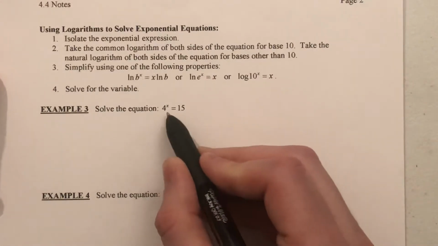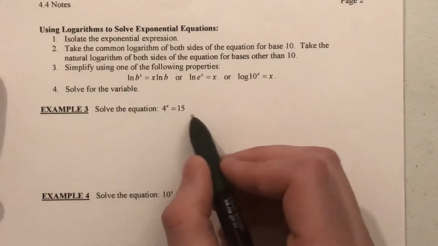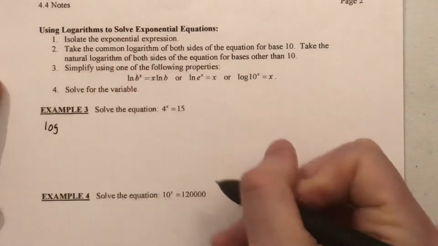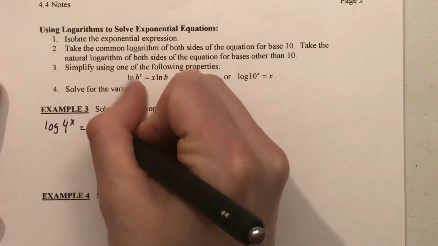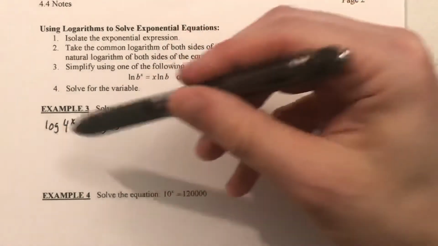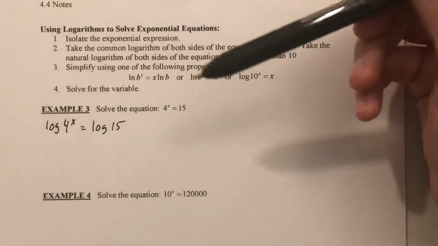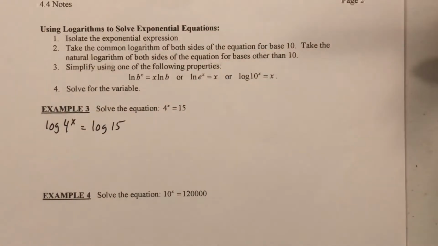But the idea is we're going to take the logarithm. Now that means you've got 4 to the x equals 15. So in my first approach, I'm going to take log of 4 to the x and say that's equal to log of 15. So we introduced the logarithm there. We took the logarithm of each side. And that's because if these two things are equal, then the log of them should be equal.